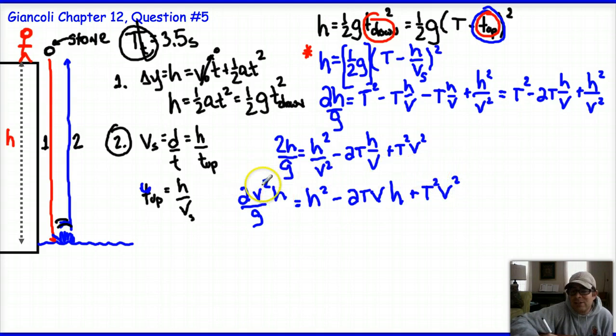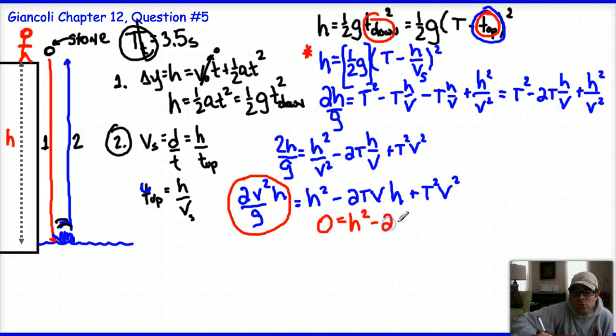The last thing I need to do is deal with this on the left-hand side. I need to set this equal to 0, so I'm going to subtract that from both sides. And so now I get something that looks like this. I get 0 is equal to h squared minus 2tv, that kind of sounds funny, tv, times h, minus 2v squared over g times h, plus t squared v squared.